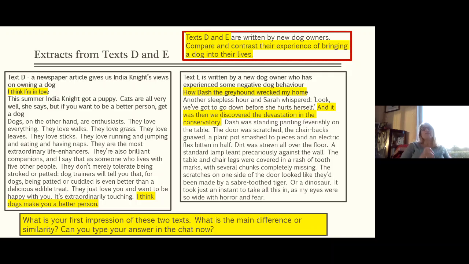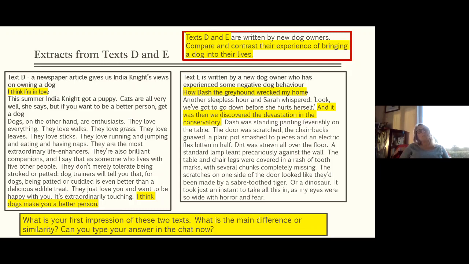Brilliant. Right, okay, we'll go through it. So the obvious difference in these two texts is that Indian Knight loves dogs. So her experience of owning a dog is the best thing she's ever done. Whereas in text E, the writer Dilger just can't believe how bad this dog is. So very, very different experiences, but that's not the only thing we should compare. That's the obvious comparison, or the obvious difference rather.